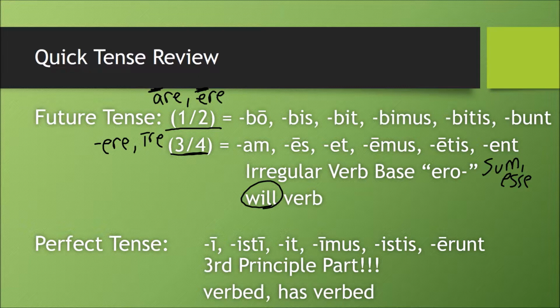Our last tense that we've reviewed is the perfect tense, our other past tense, and this is a past tense that happens only once, which means that we need to use our third principal part for the perfect tense, and to that third principal part we will add the endings i, isti, it, imus, istis, and erunt.